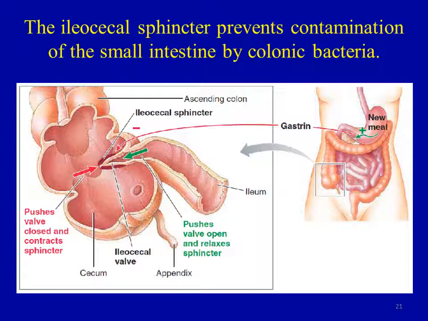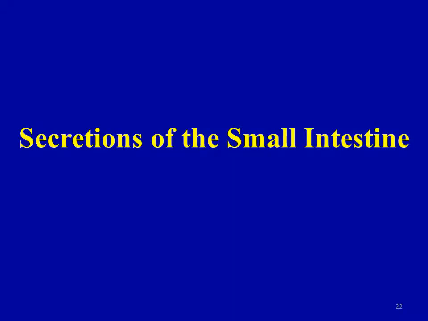The ileocecal sphincter prevents contamination of the small intestine by colonic bacteria. The large intestine is full of bacteria, and we'll study them in the lecture of large intestine, and we'll talk about them, the colonic microbiota. What prevents the contamination of the small intestine with colonic bacteria is the ileocecal valve that separates the last segment of the small intestine from the large colon or large intestine.